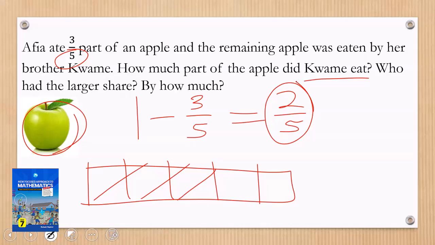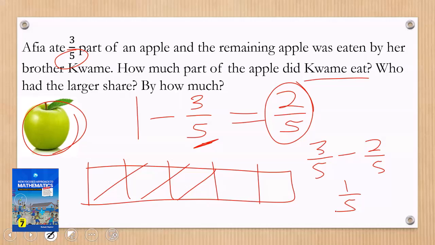And they said we should compare this. Which of them ate more? And you can see that if you ate 3/5 it means that she ate most of the apple, right? And by how much did she eat? She ate the difference between the two. It means we want to look at the difference between the two. If you ate 3/5 and the brother ate 2/5, if you subtract, we have 1/5. That means you ate 1/5 more than what the brother ate.